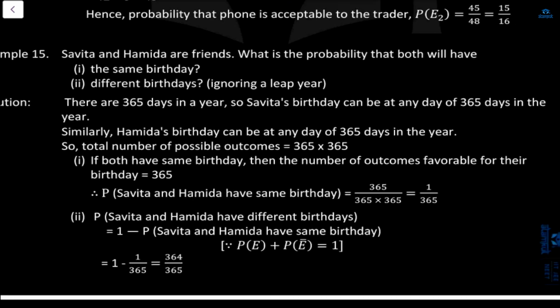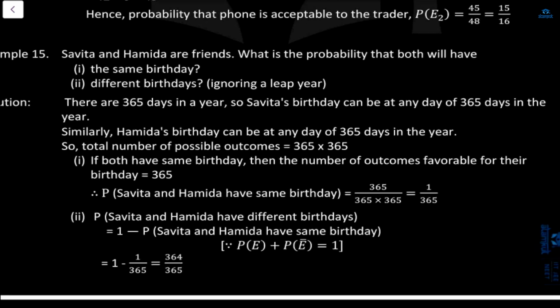So now we are finding out the probability that two friends have their birthday on the same date, that on the same day they are having a birthday. So how many days are there in a year? There are 365 days in a year, and on any of these dates Savita and Hamida can have their birthday, from 1st January till 30 December. Any of the dates they can have their birthday, but it will be only a single day, it can be any of these.